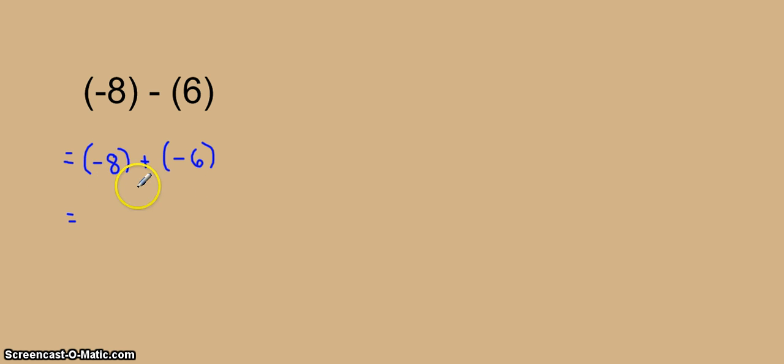When you're adding two integers, when the signs are the same, you keep the sign of the digits. So you have negatives plus negatives, so your answer will also be negatives. And then you just add the two digits together. 8 plus 6 is 14. So your answer is -14. Let's try another example.